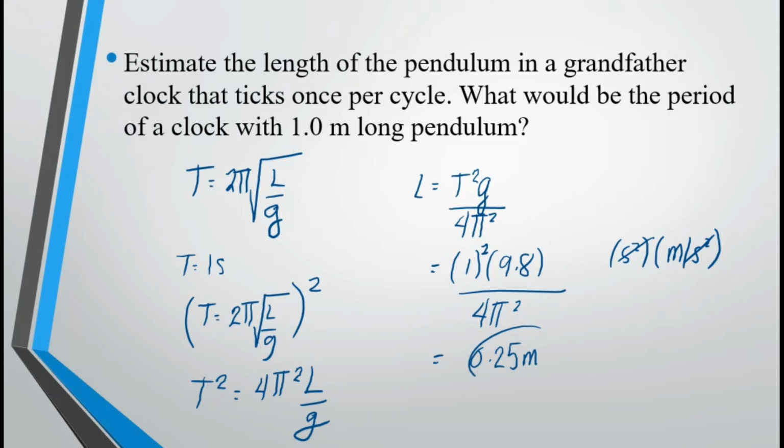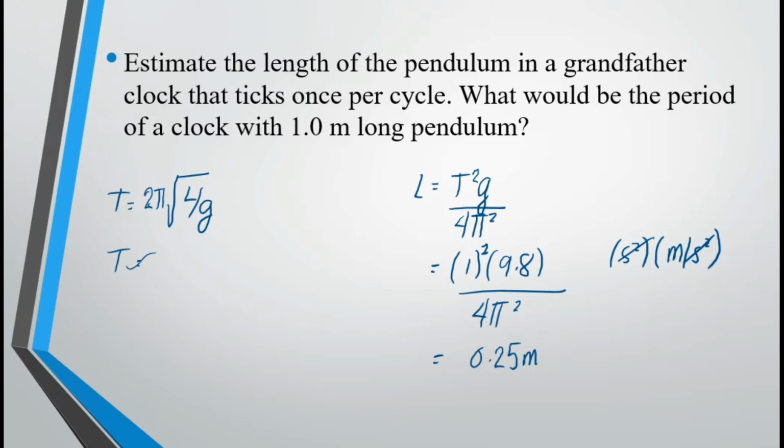Okay, the next is, what would be the period of a clock with a 1.0 meter long pendulum? Originally, it was 0.25 meters. So our formula is T equals 2 pi square root of L over g. Period is directly proportional to the square root of L. Since you have 2 pi and g as constants, we can just use the length.